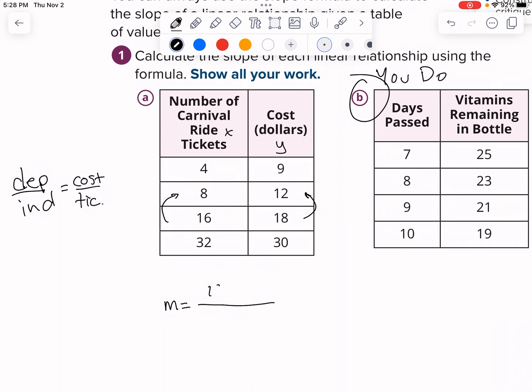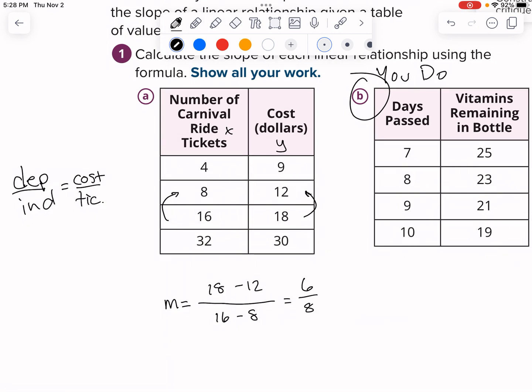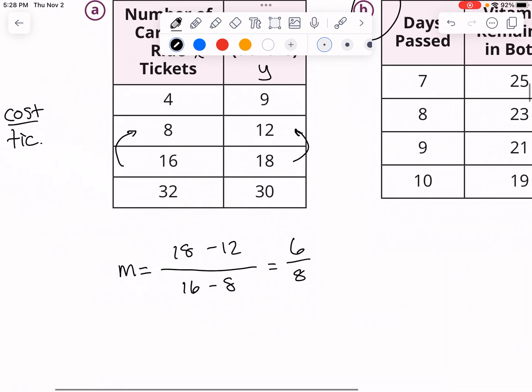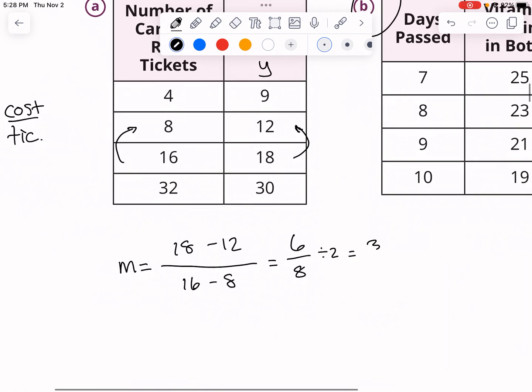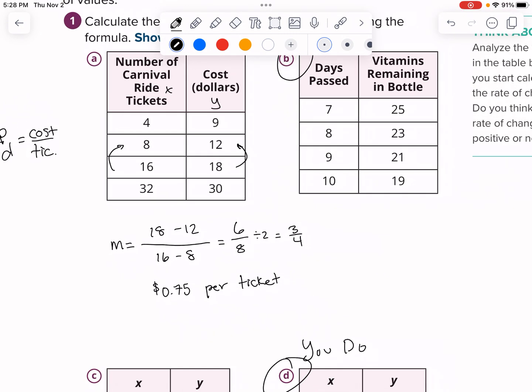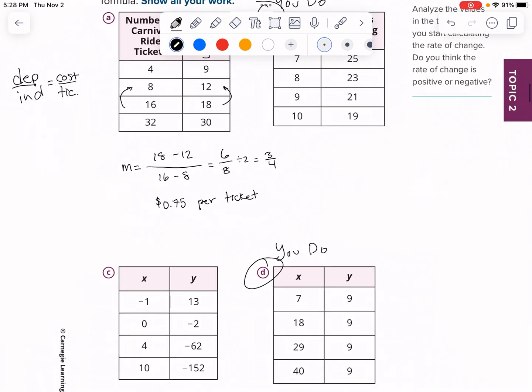So we always start with our y's. It's going to be 18 minus 12 and 16 minus 8. If we simplify this, this is 6, this is 8. You can simplify this. You can divide both these by 2. And that equals 3/4. Now, when I say 3/4, think about what that means in terms of money. 3/4 is 75 cents. So what this means for this situation, it's 75 cents per ticket. Okay. So I'll have you do this one right here. And I'll have you do this one.